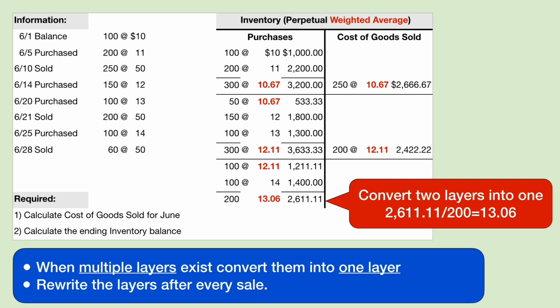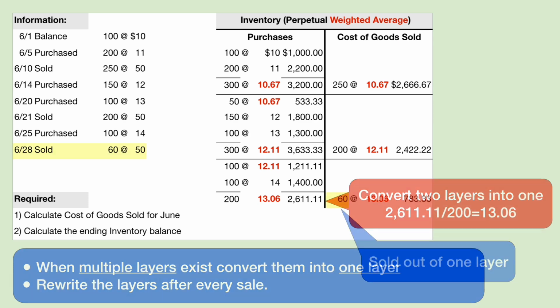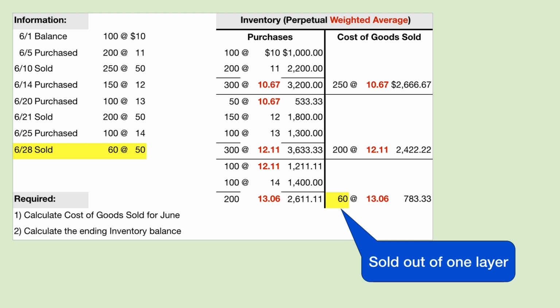Total up the dollar amounts, that will give us $2,611. Total up the units, that would be 200. So 2,611 divided by 200 gives us our new weighted average of $13.06 going forward. Next, we sold 60 units at this weighted average cost of $13.06.